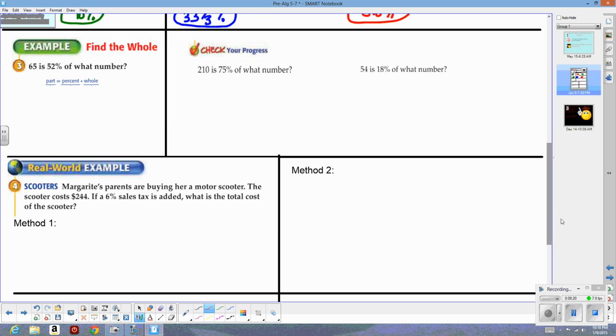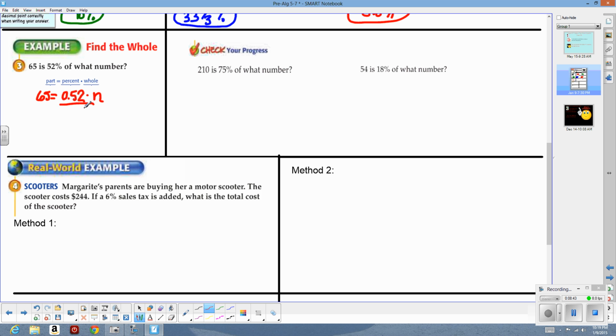All right, the next thing we're going to do is find the whole. 65 is 52% of what number? So 65 is the part. The percent is 52%, so we're going to write that as a decimal by moving it 2 places to the left. And we don't know what the whole is, so let's just use n.